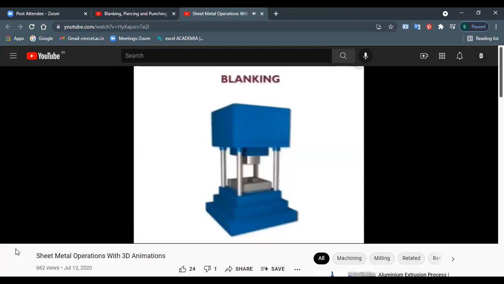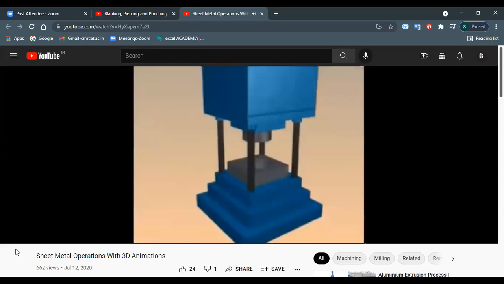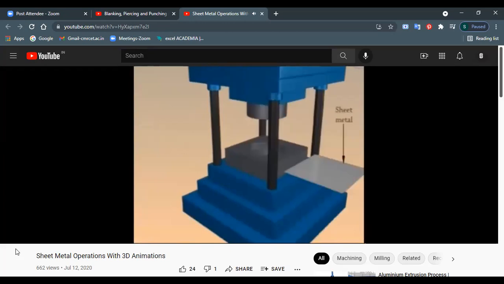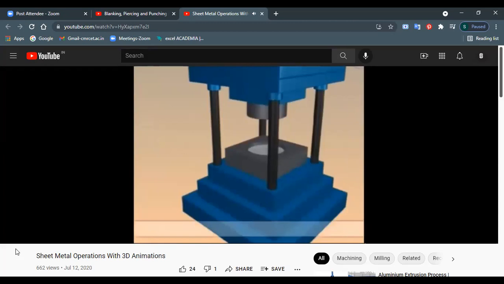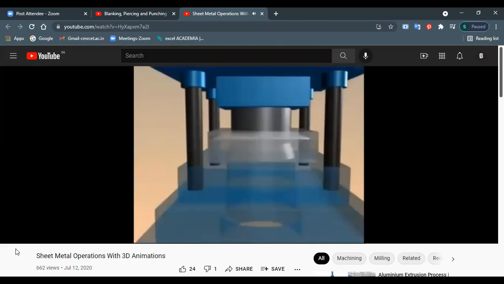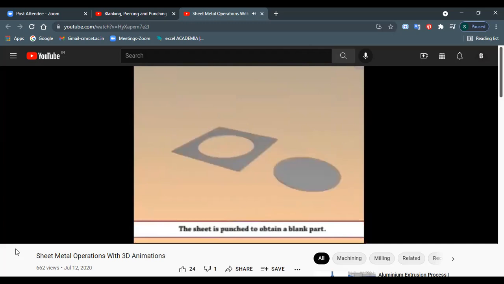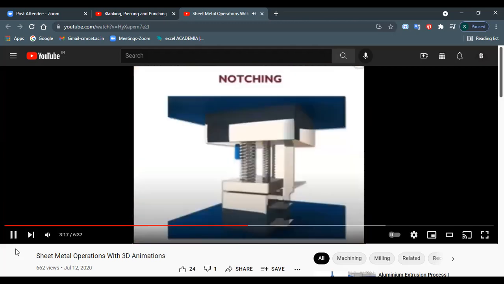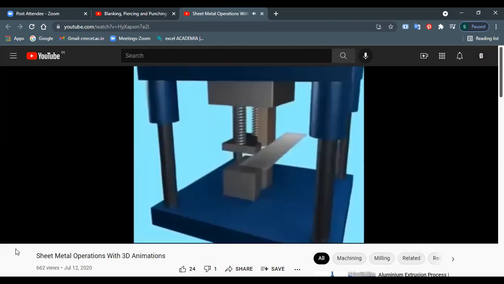Blanking: we know if the useful part is the blank, it's called a blank. The remaining portion is the scrap. It depends on your perspective, what is the required component. Notching, this is another example of a sheet metal operation.